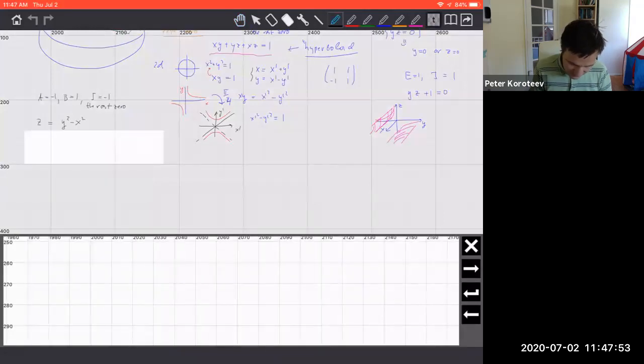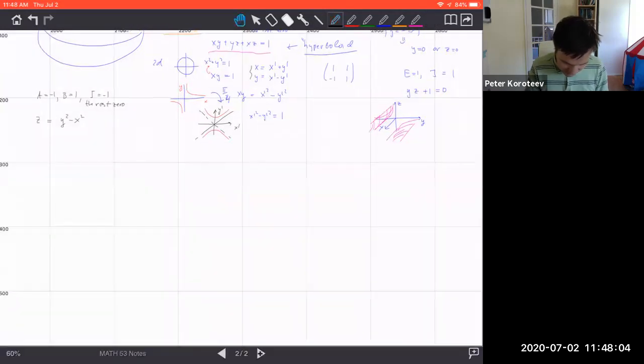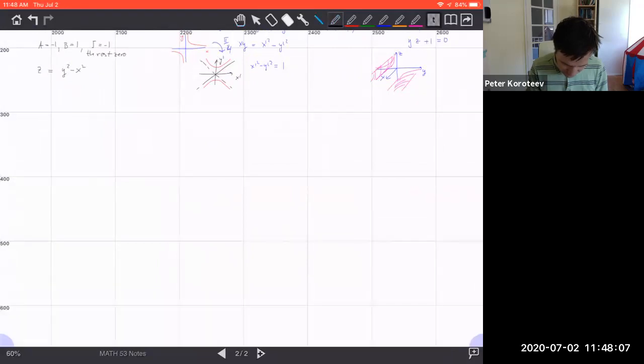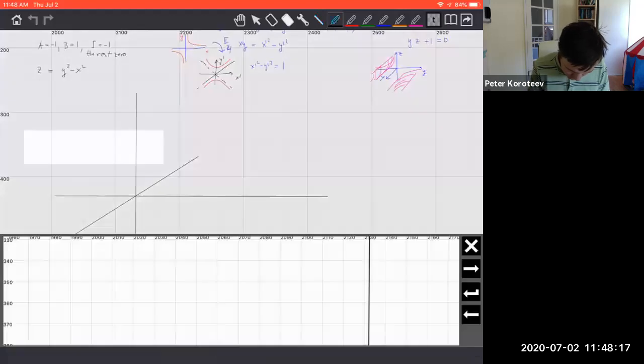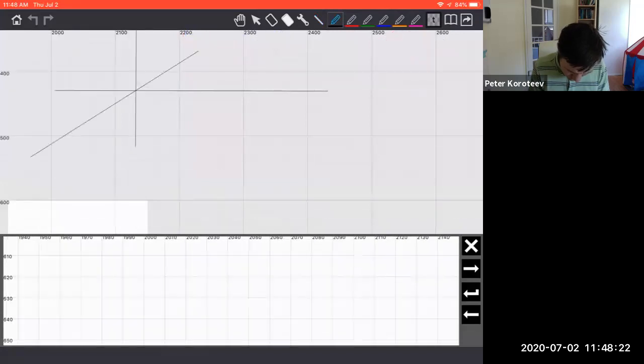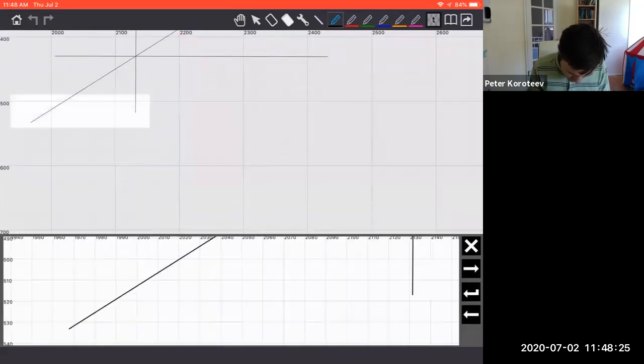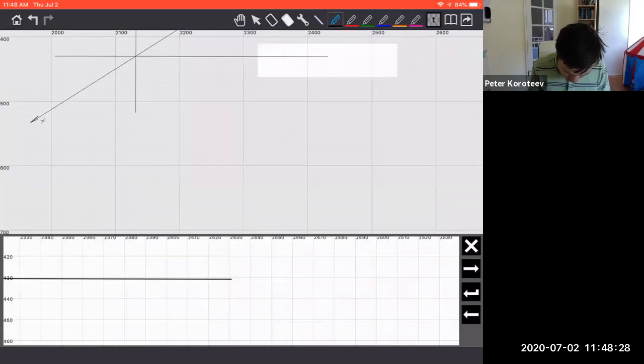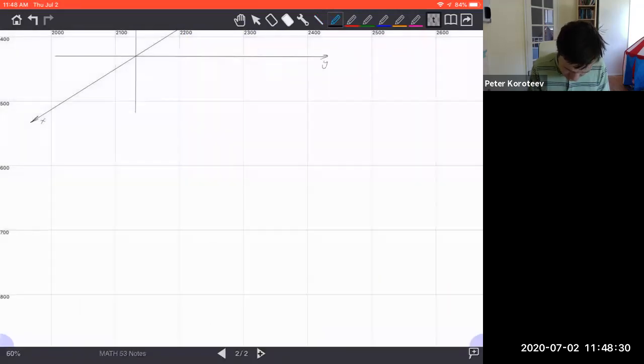So first, let's look at surfaces, excuse me, planes with constant values of x, right? I need some more space here. Right, so x, y, and z.